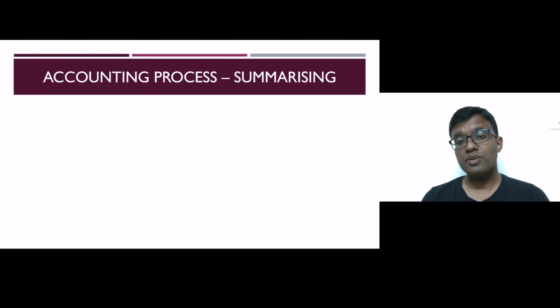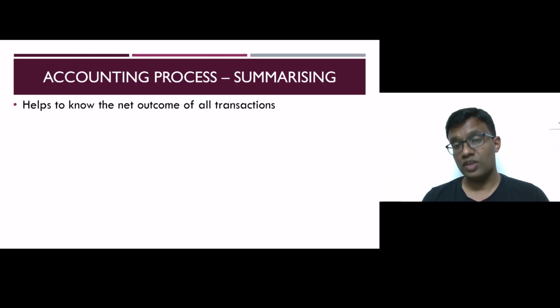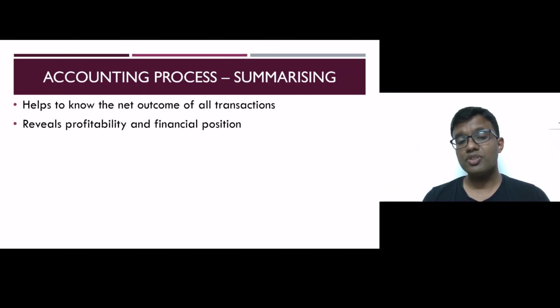Now, the reason why we would summarize transactions in a business is because it will help us to know the net outcome of all the transactions the business has carried out. This would be from the beginning of the financial year, which in India's case is from 1st of April until 31st March. The net outcome will help us to understand the profitability of a business as well as the financial position of a business. Profitability is estimated in terms of a company's revenues and expenses. Financial position is estimated in terms of a firm's assets and liabilities.